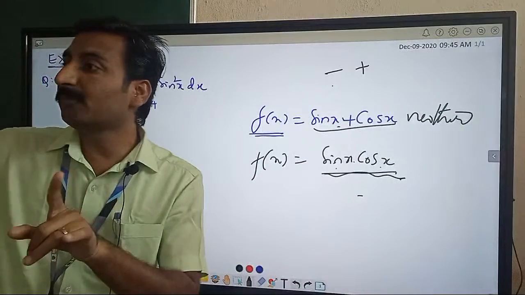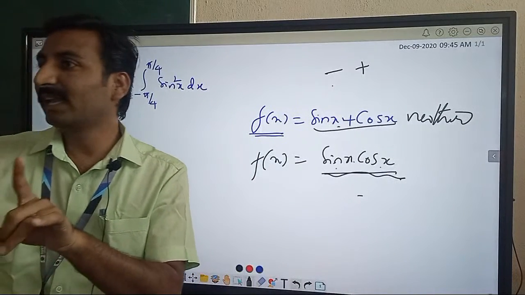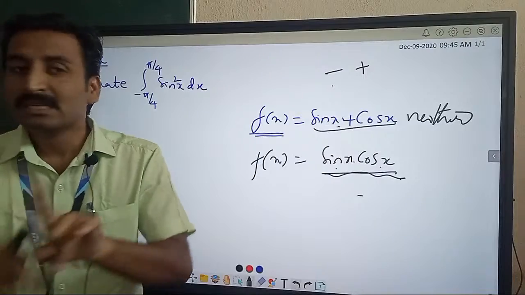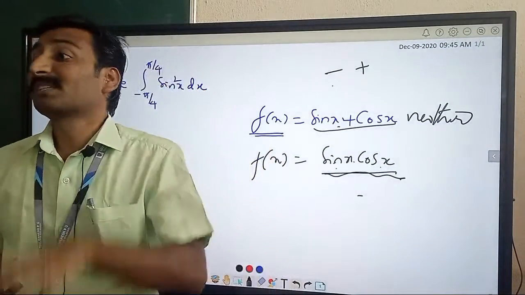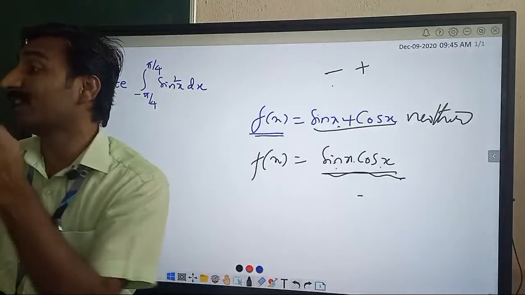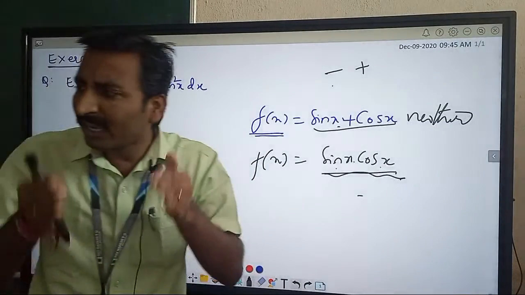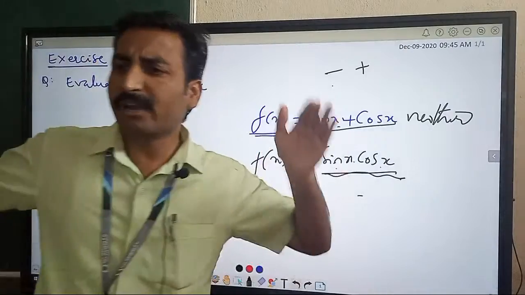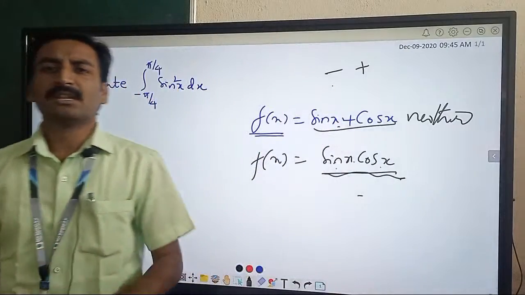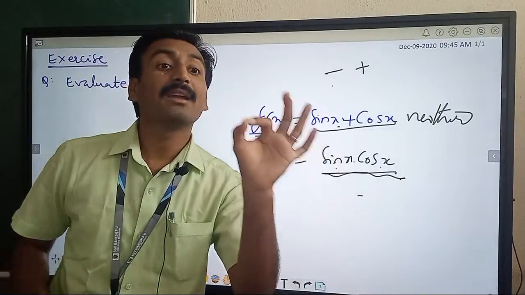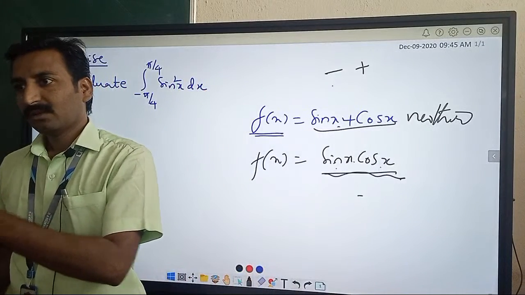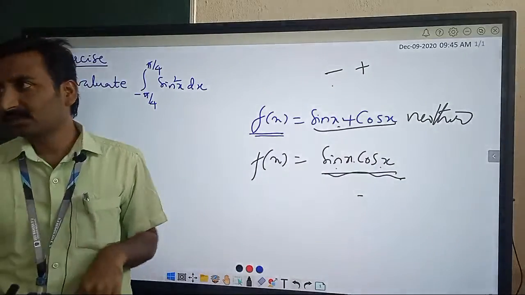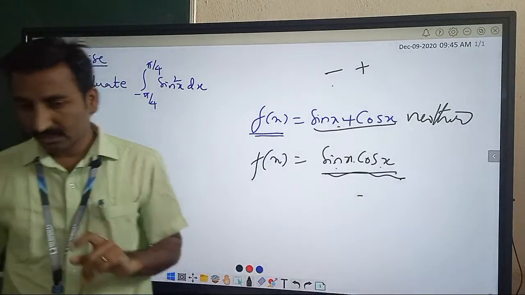Sin x multiplied 3 times, 5 times, 7 times, you get again odd. But when sin x is multiplied for an even number of times, the function will be even. Correct? Odd function, no? Sorry, even function.